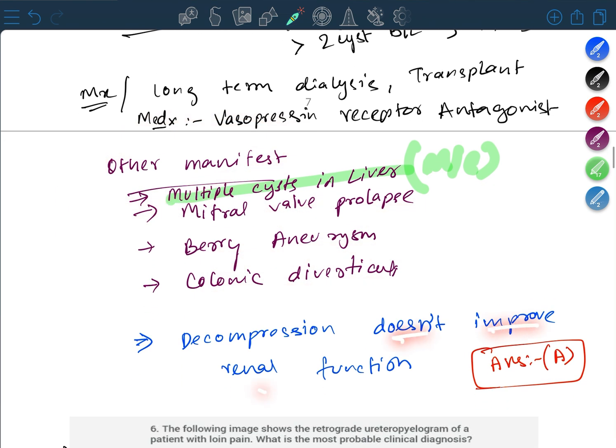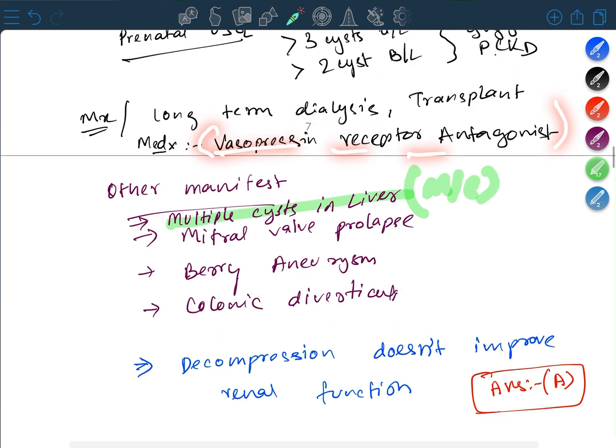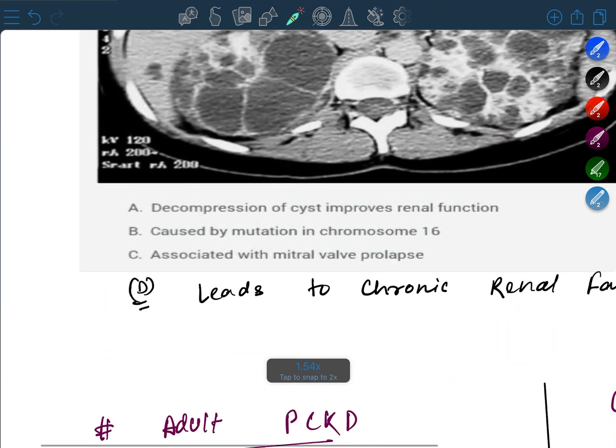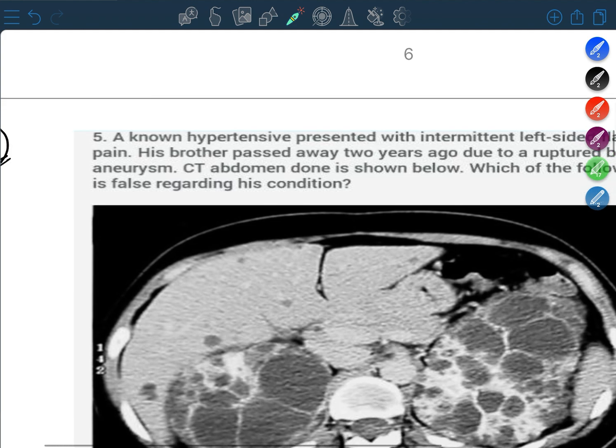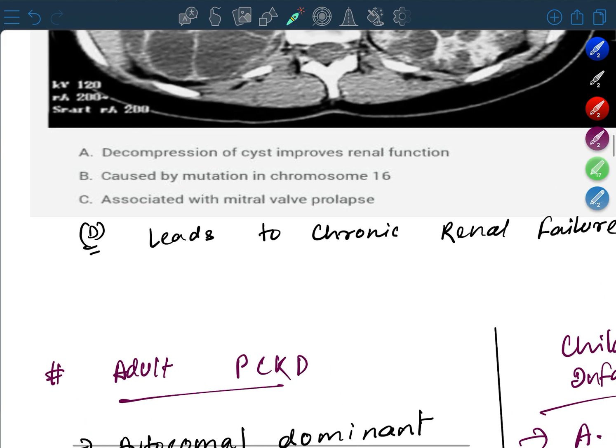Decompression doesn't improve renal function. You might think that if you decompress, the renal function may improve, but no, it doesn't. The only treatments are long-term dialysis or kidney transplant and the medicine vasopressin receptor antagonist. Let's look at the options. Decompression of cyst improves renal function? No. Here the false statement is that decompression improves renal function. It doesn't improve. This is wrong, so this is the correct option.